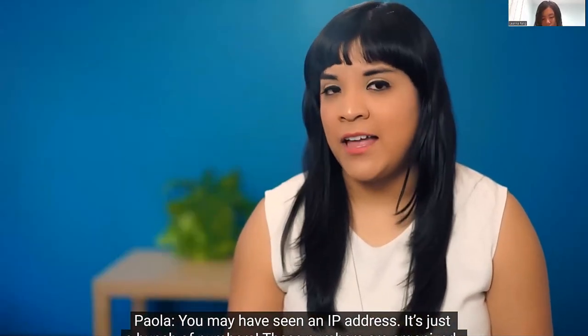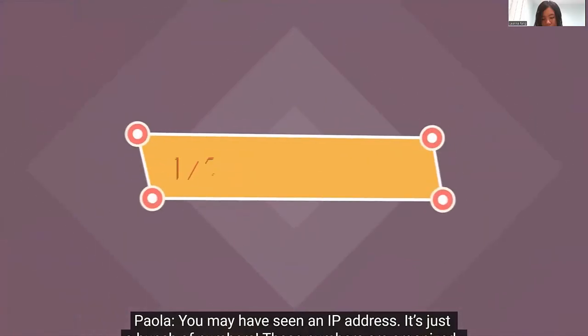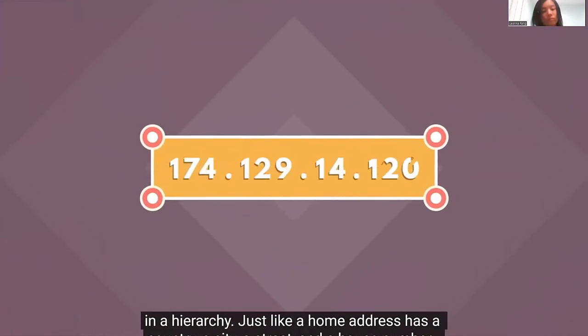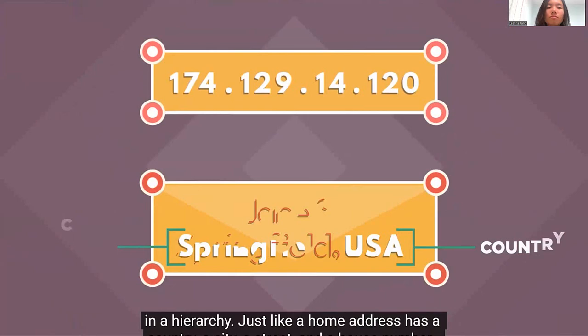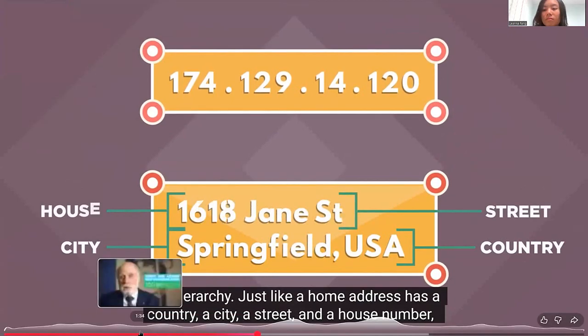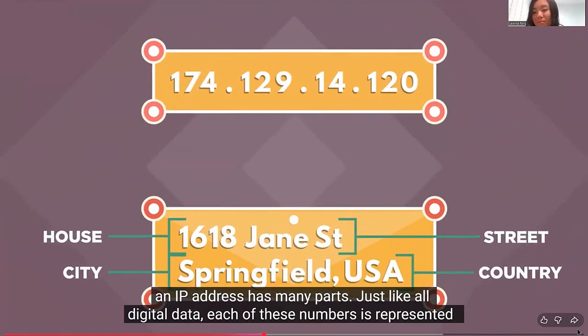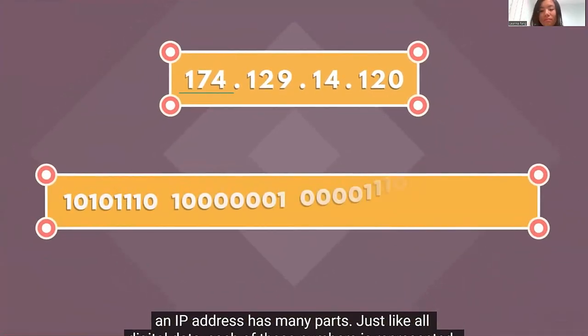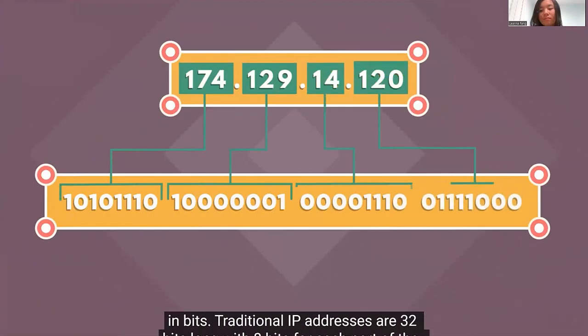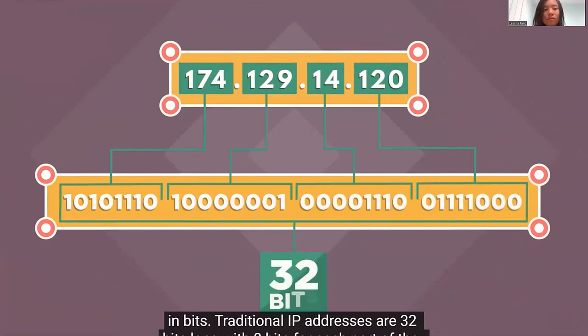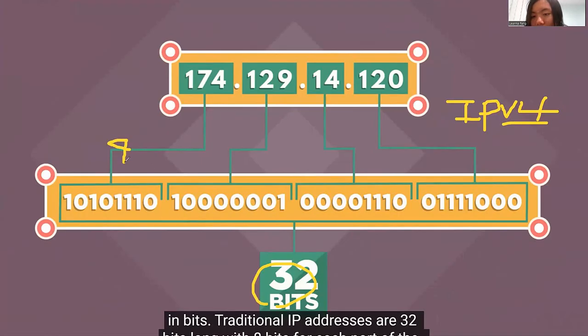You may have seen an IP address. It's just a bunch of numbers. These numbers are organized in a hierarchy. Just like a home address has a country, a city, a street, and a house number, an IP address has many parts. Just like all digital data, each of these numbers is represented in bits. Traditional IP addresses are 32 bits long. Okay, so the traditional IP address, we call it IPv4, version 4. IPv4 has 32 bits, that means 4 bytes.